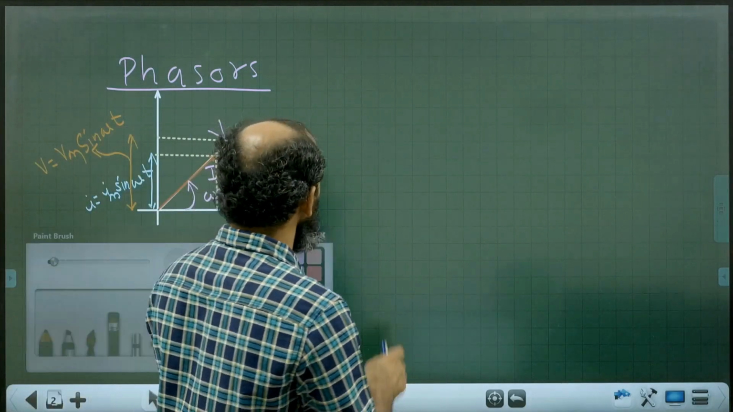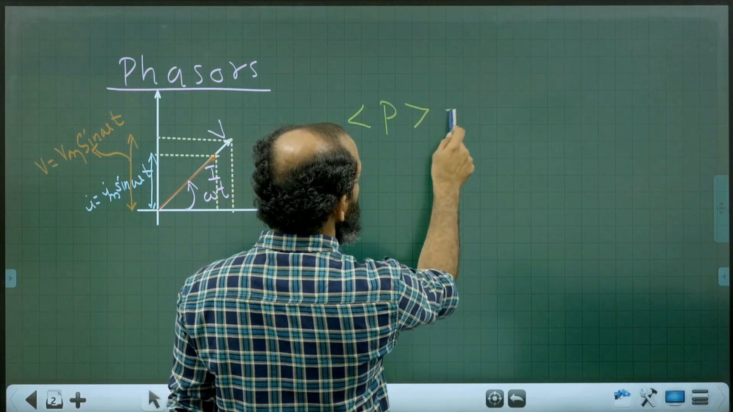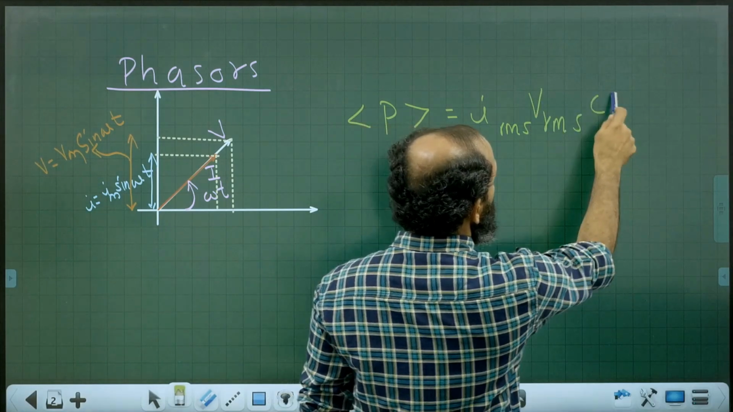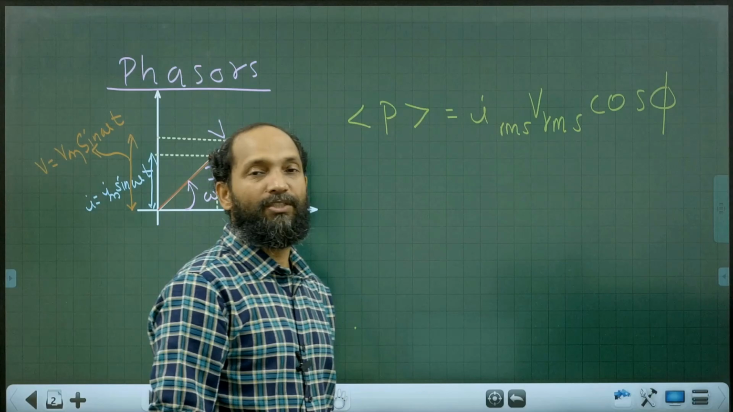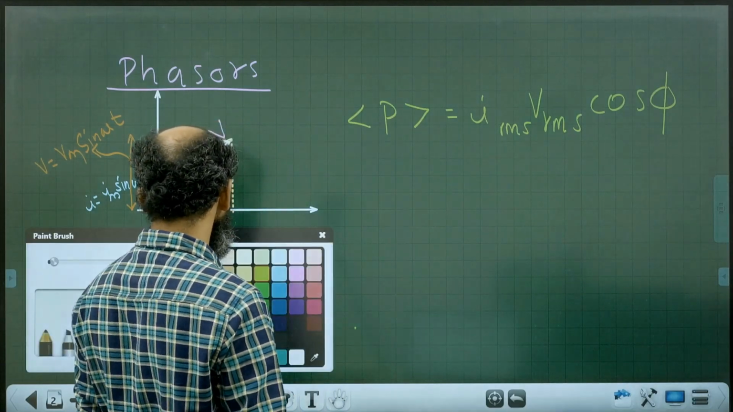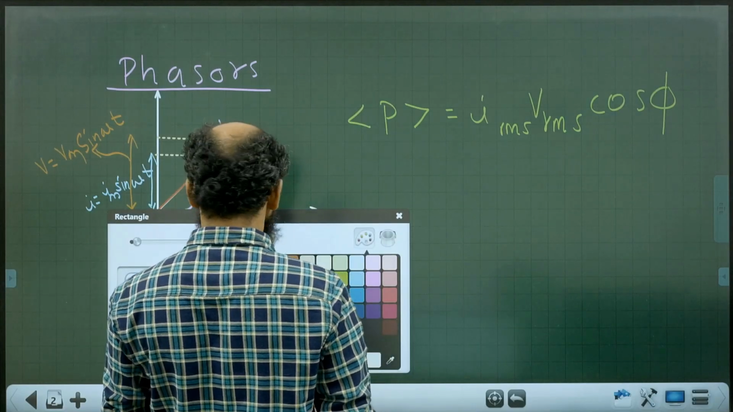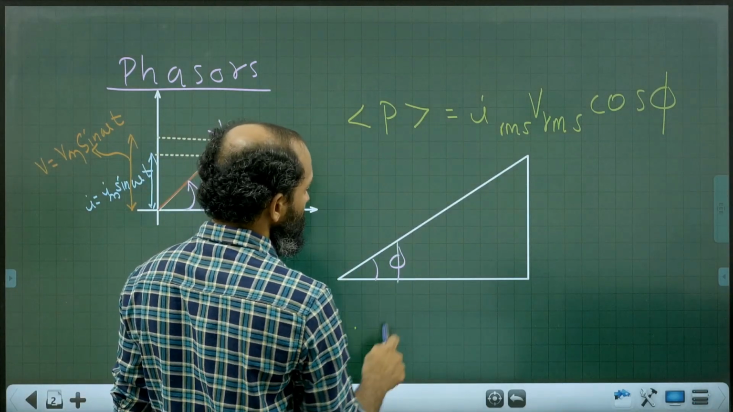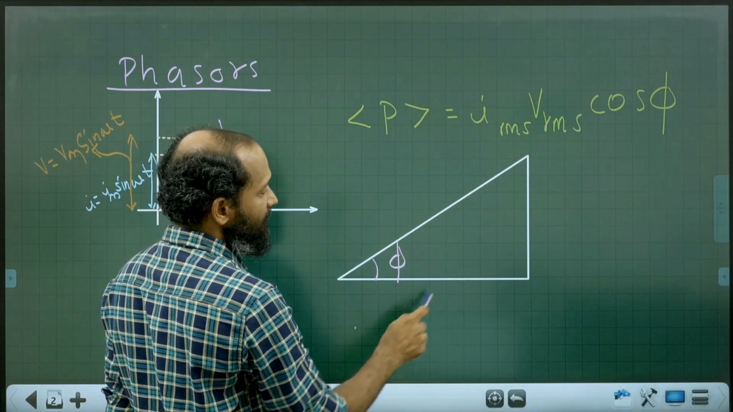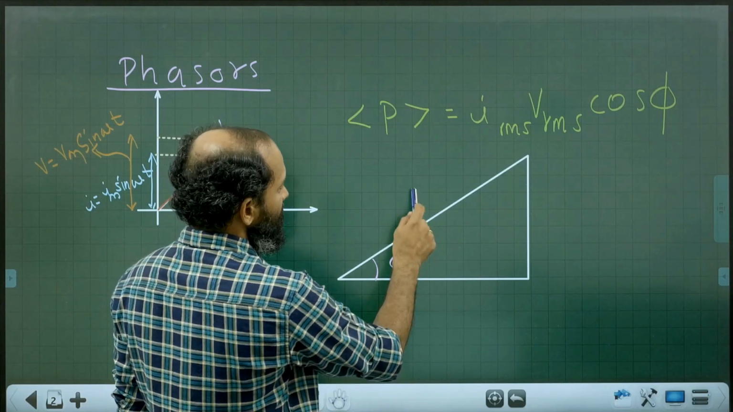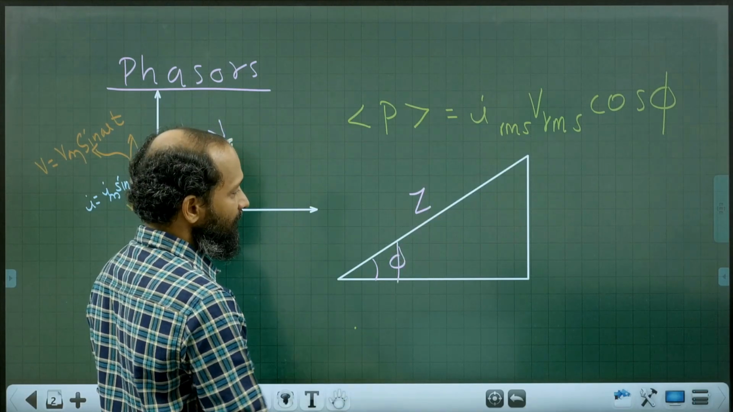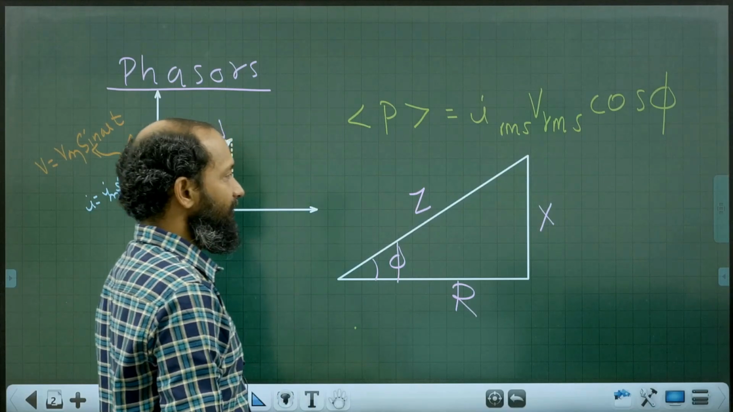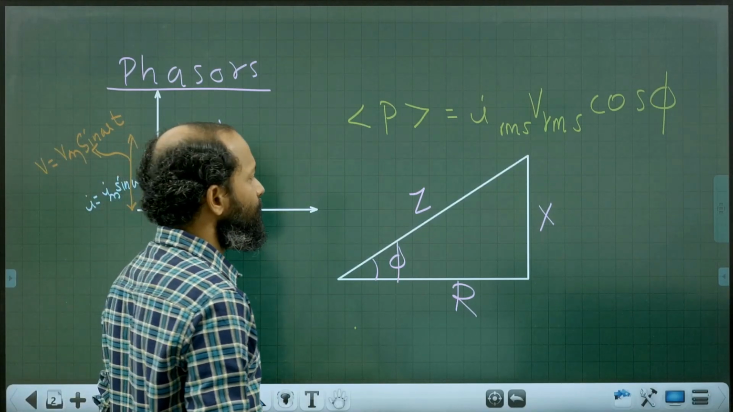The only topic left is average power. For the average power consumed by any AC circuit, you can use this formula: IRMS, VRMS, cos phi, where phi is the phase angle between the two phasors. We can use this impedance triangle for defining that phase angle phi. Phi is the angle made by the resultant with the adjacent side, where the hypotenuse is defined as impedance Z, the adjacent side is resistance R, and the opposite side is net reactance X. X is the net reactance of the circuit.